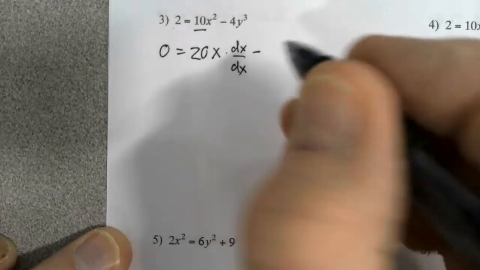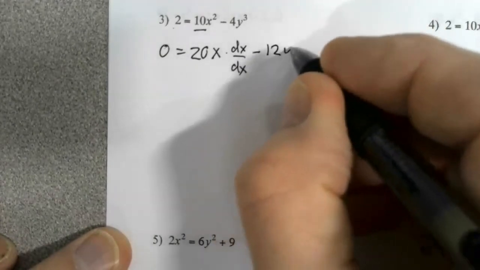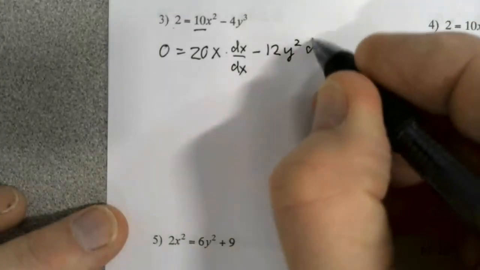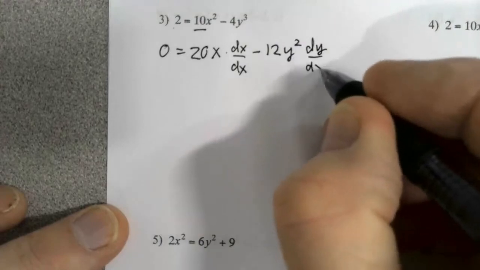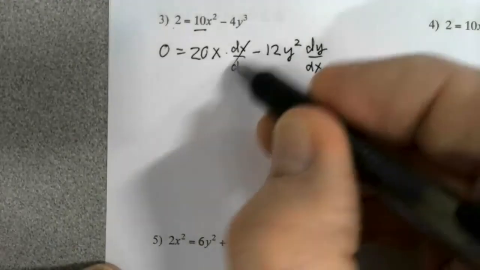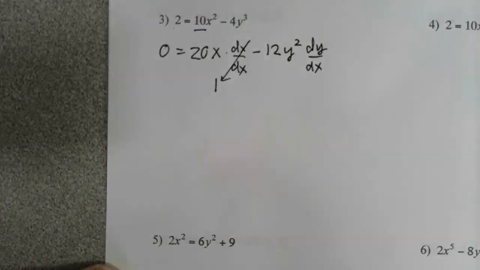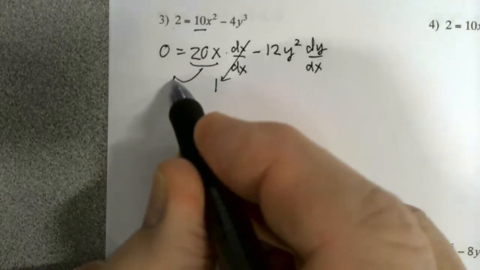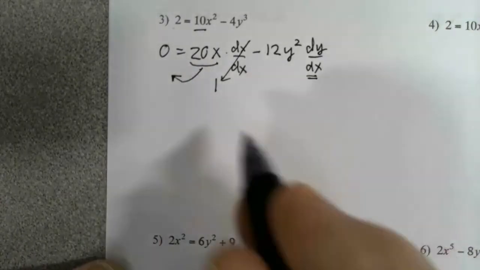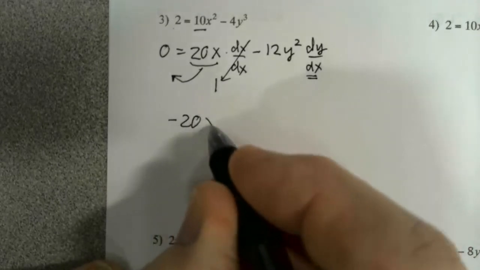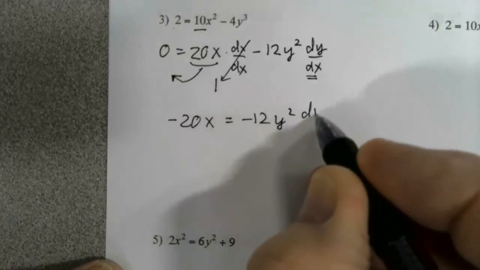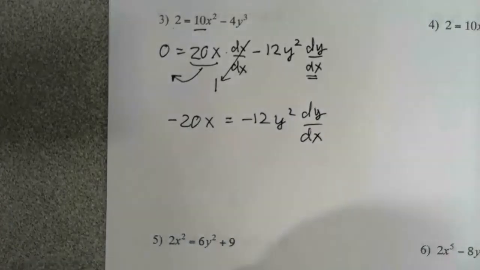And then we take the derivative of the next term, so that is going to be minus 12y squared. But again, it's the chain rule, so we multiply by the derivative of the y variable with respect to the x variable. Now dx/dx turns out to be 1. And so we can move this thing over to the other side because we're trying to get this part by itself. So this becomes negative 20x equals negative 12y squared dy/dx. That's the derivative of y with respect to x.